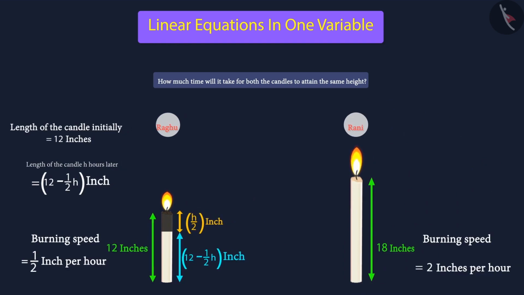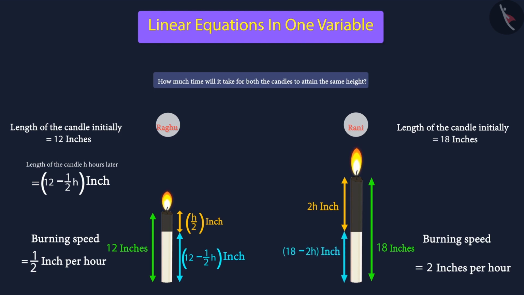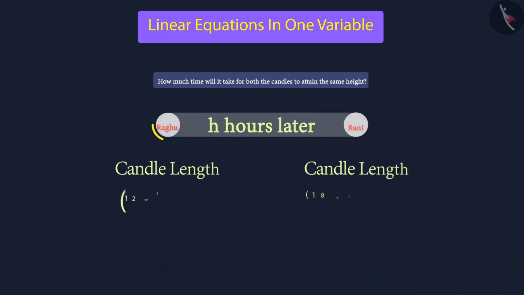The same method will also apply to Rani's candle. We know that Rani's candle was 18 inches in length. It is burning at a speed of 2 inches per hour. So we can say that in h hours, Rani's candle will burn 2 times h inches. Since the initial length of Rani's candle is 18 inches, the length of Rani's candle after h hours will be 18 minus 2h inches. Now we have an expression for the length of the candles for both Raghu and Rani after h hours.